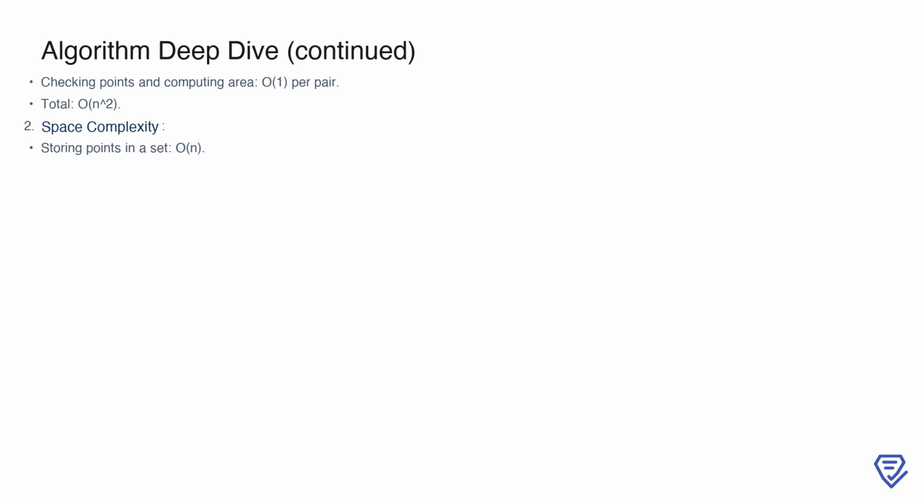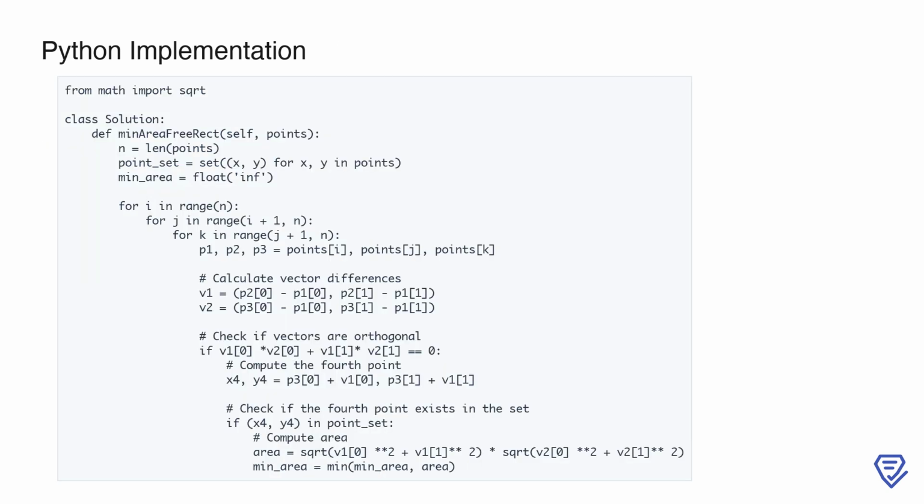While the brute force approach is not the most optimal solution, these complexity bounds demonstrate that the algorithm is feasible for moderately sized inputs. By carefully managing our data structures and applying optimizations, we can handle this problem efficiently within the given constraints. Here, we begin the Python implementation by importing the square root function from the math module.